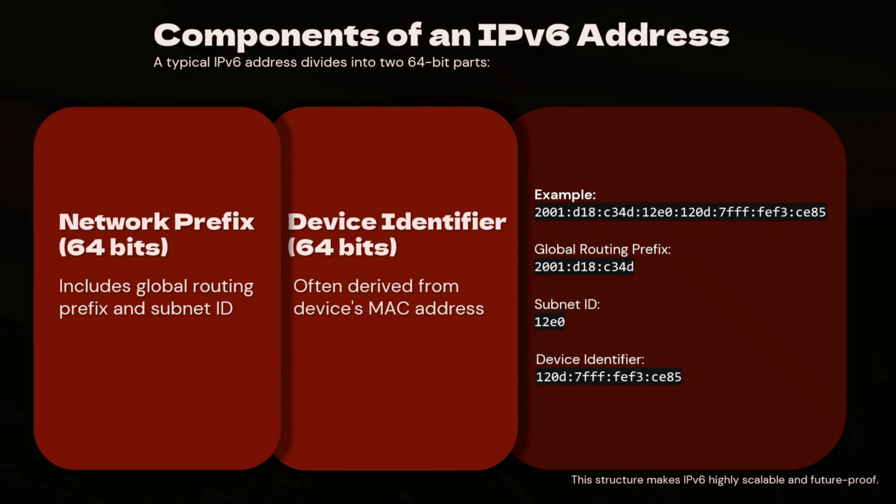Now the global routing prefix here would be 2001 colon D18 colon C34D. Your subnet ID would be 12E0, and lastly, your device identifier would be the remaining characters. Now, the structure makes IPv6 highly scalable and much more future-proof than IPv4.